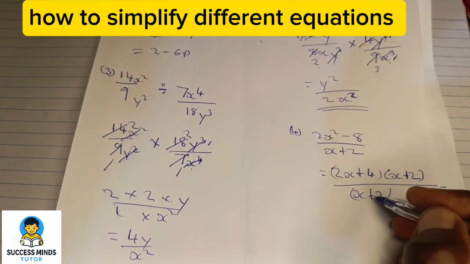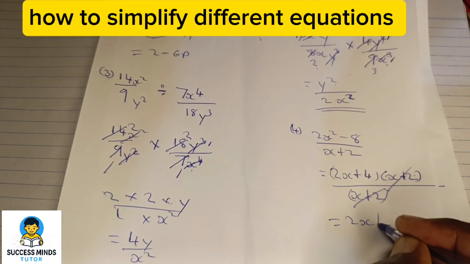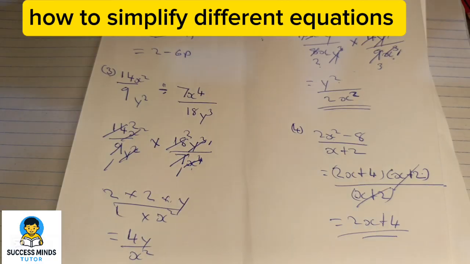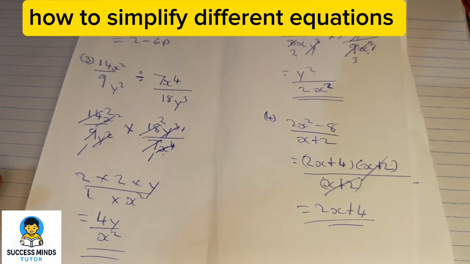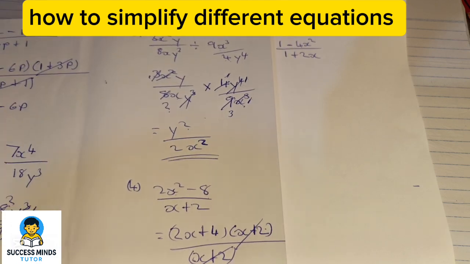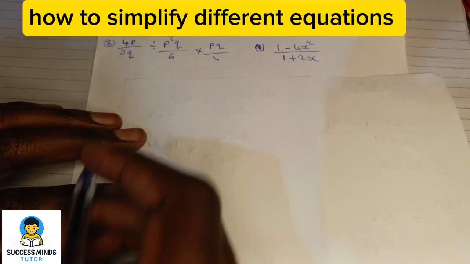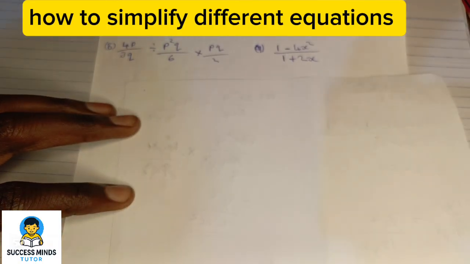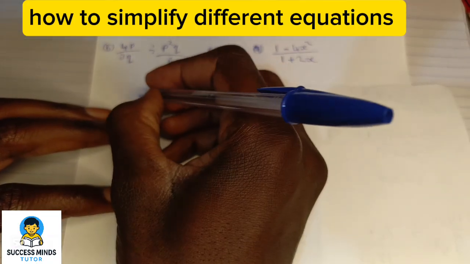So from here now we cancel this one and that one goes, so our answer is 2x plus 4. That's our answer, just like that, guys. Okay, hope you're following. So that was question 4. We're going to question 5.